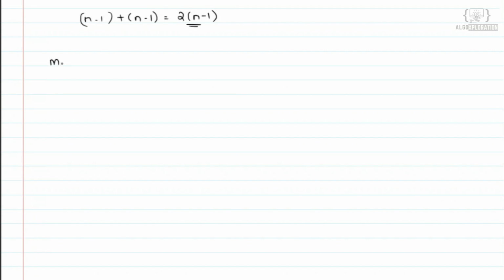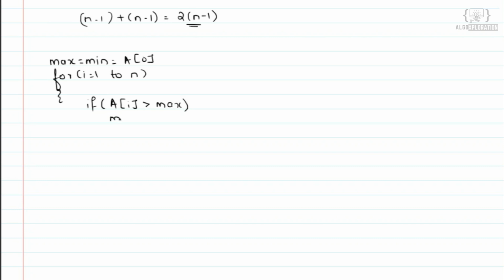Let's say the maximum and minimum element is a of 0. Now with the help of the for loop, starting with I equals 1 going till n, excluding n, if a of I is greater than max, then we update the max, or else. Now here many of you will make an error: if it is not the case, then they will write min equals a of I, but actually that is wrong.